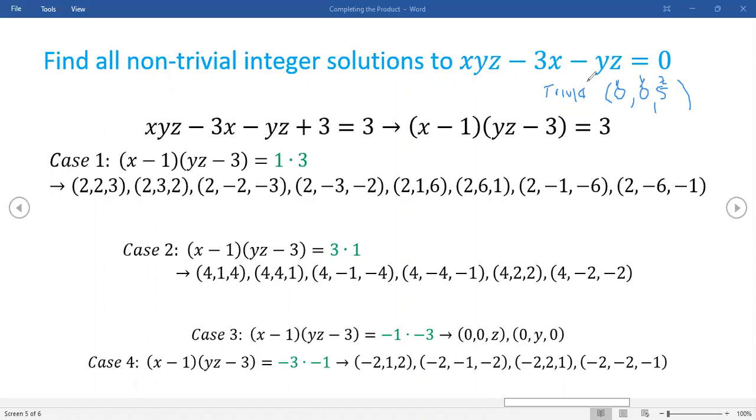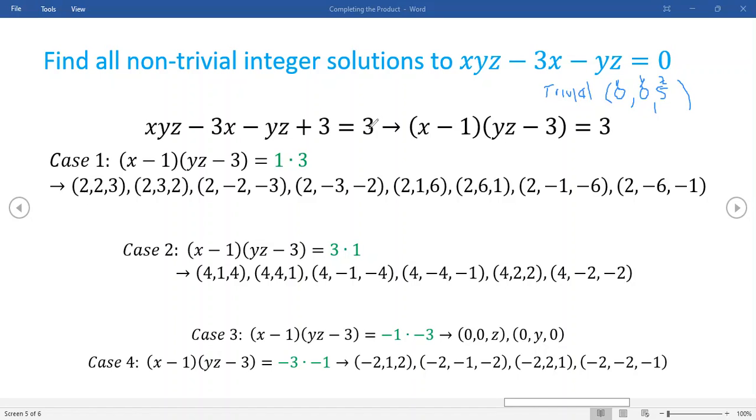We're interested in just counting the non-trivial solutions. So again, not interested in the trivials. They comprise actually an infinite number of solutions. We're interested in just a finite set of solutions here. Now, something that's really, really useful here is this notion of completing the product. Notice that what I did from our original equation was add 3 to both sides. That's called completing the product.